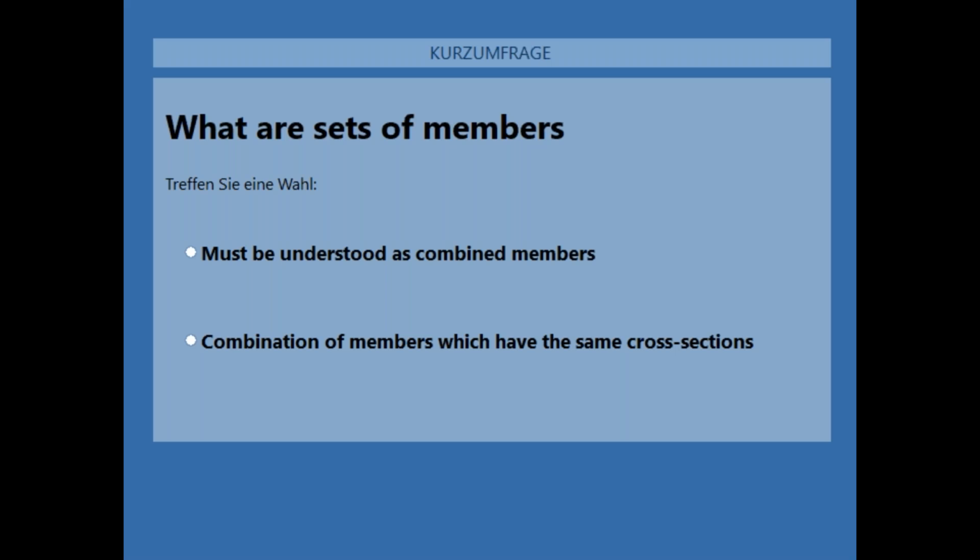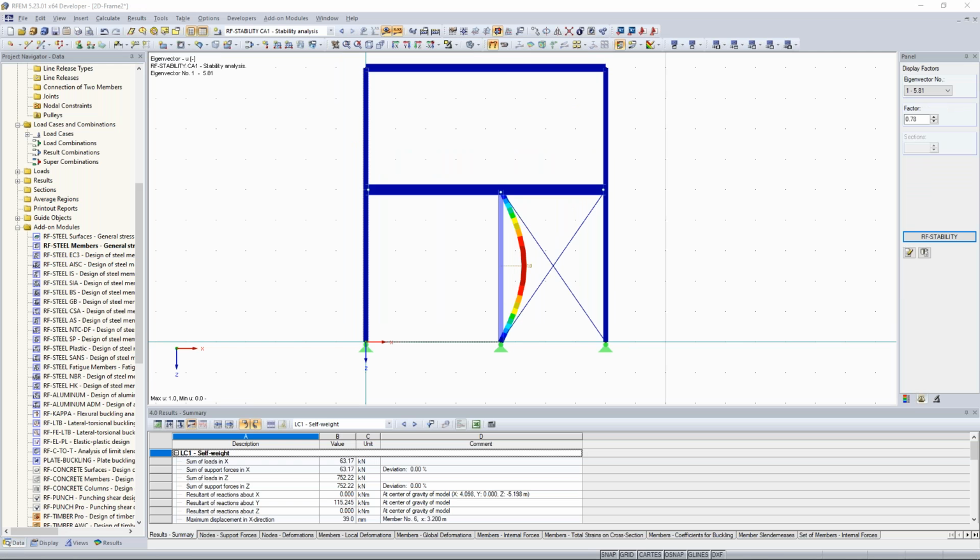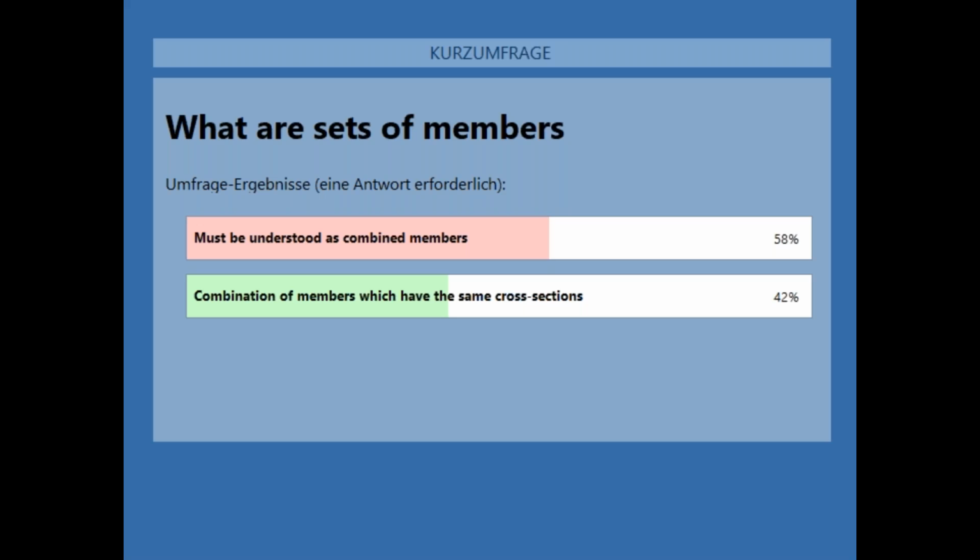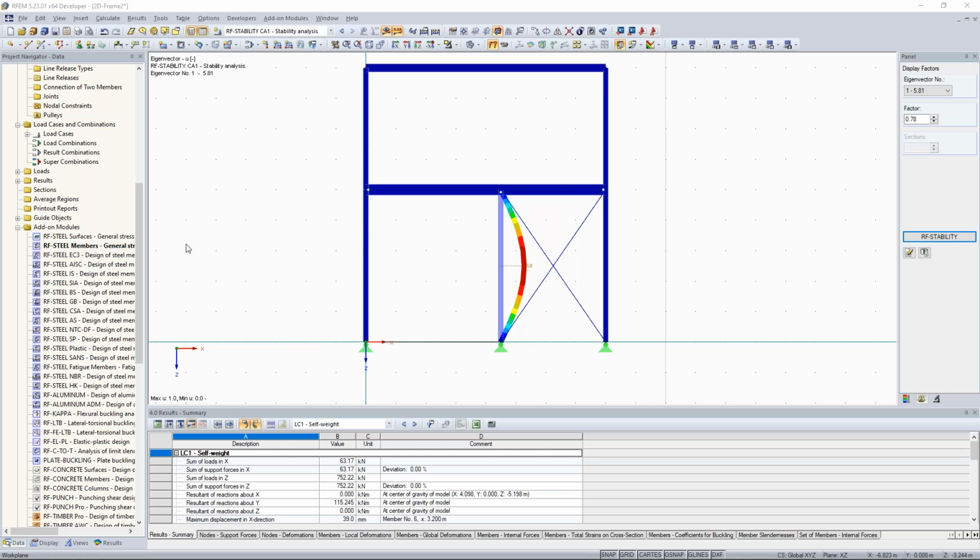Okay. Good, I close this window. Show you the results. And what are sets of members? They must be understood as combined members, that is the correct answer, because sets of members don't depend on the same cross-section. So you can have different cross-sections and you can use that also as a set of members. Okay. Good.